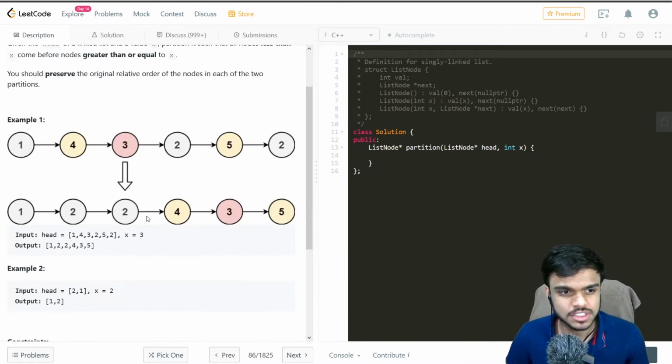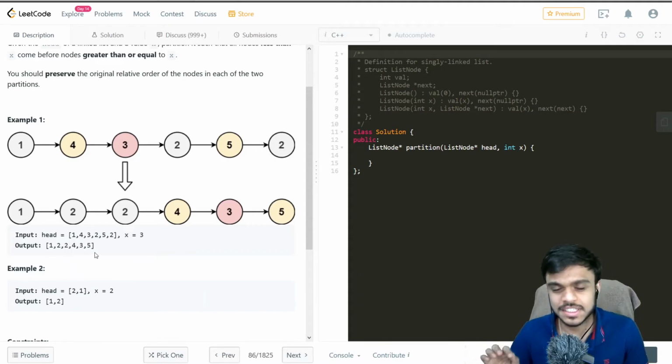If we look at the first example, we have a linked list having elements 1, 4, 3, 2, 5 and 2, and we are given x equal to 3. So x equal to 3 means the node 3, not the third index. Okay, and our output given is 1, 2, 2, 4, 3, 5.